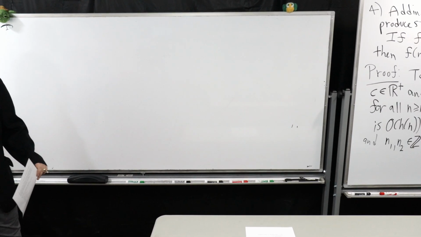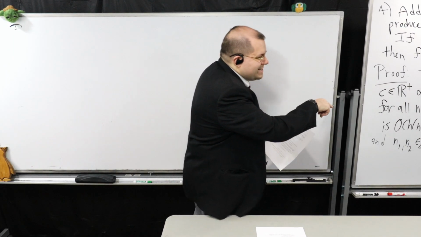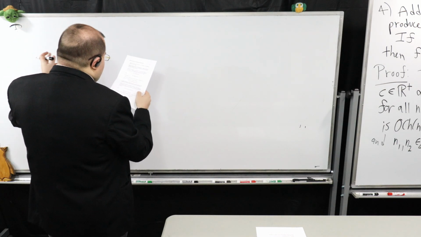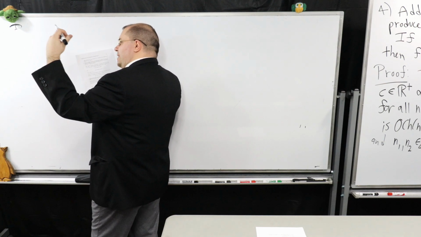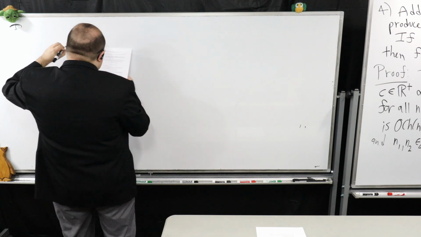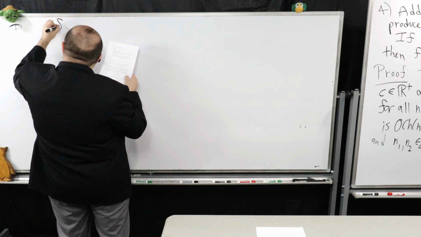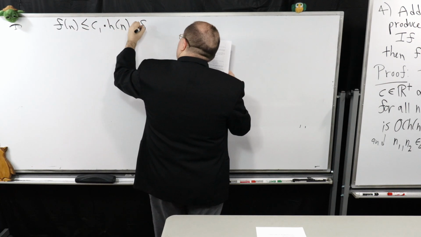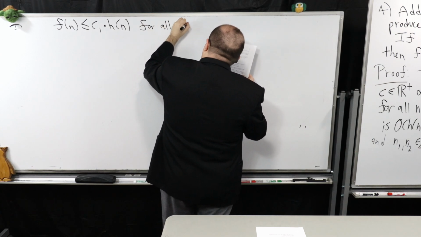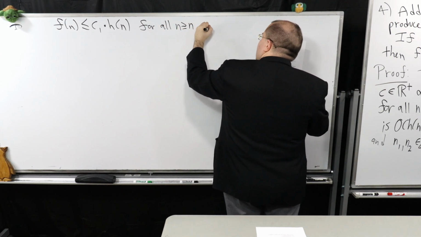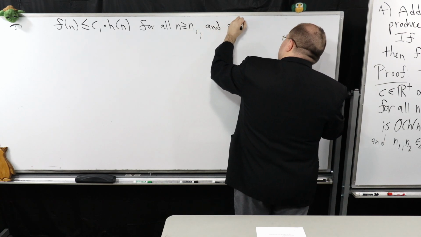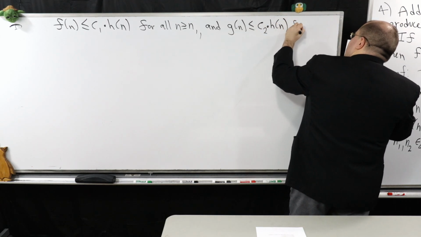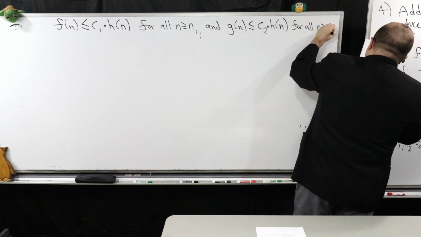So to finish up that sentence, I need to finish saying what exactly this means, right? So I have those two pairs, I have two sets of constants. I have ones for the positive real numbers, and then I have ones for the positive integers. Such that f of n is less than or equal to c1 times h of n for all n greater or equal to n1, and g of n is less than or equal to c2 times h of n for all n greater or equal to n2.